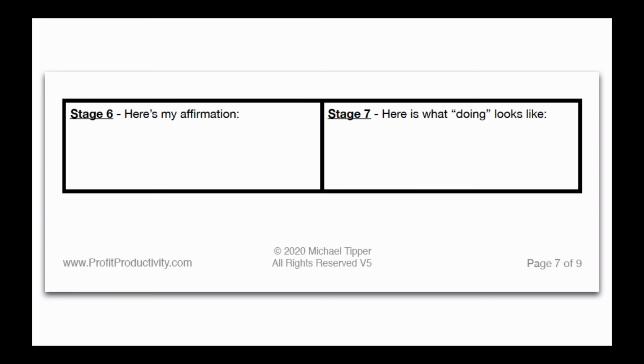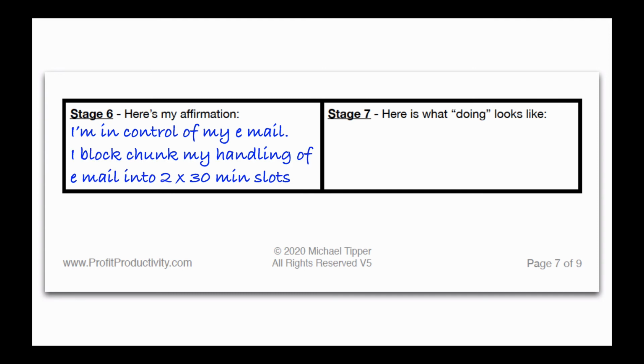Now, you could leave it here and not bother doing these, but I share this with you because all these stages, the accumulation of this, every time you do one of these steps, then you are more likely to be able to do this. And these two are all about creating the identity of you who does this particular behavior. So an affirmation might be, I'm in control of my email, or more specifically, I block chunk my handling of email into 2 30-minute slots daily.